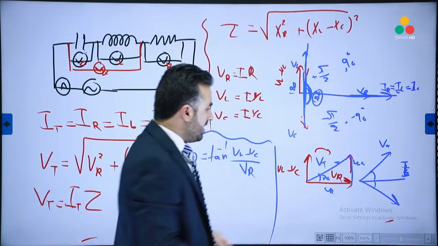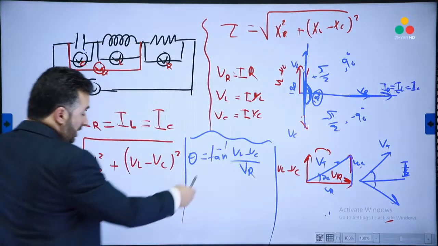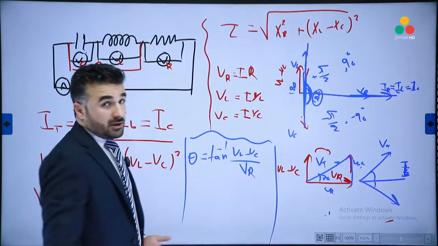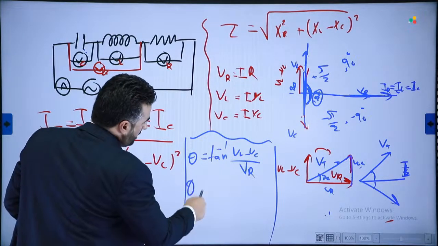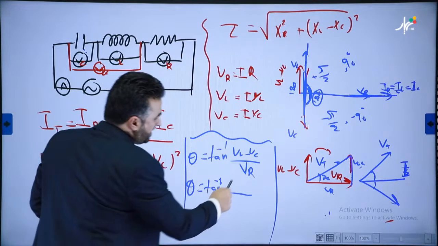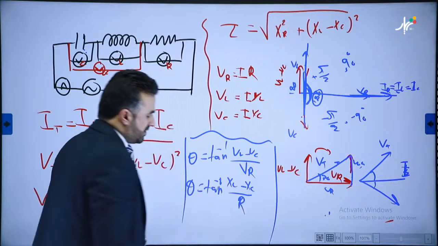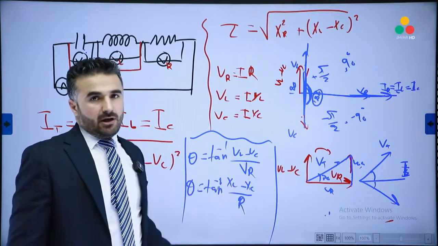So obviously, tan theta is opposite over adjacent. If we don't have the voltage values, we can use this equation. We can say theta equals tan inverse of XL minus XC over the resistance as well. So whichever values you have, you can always use this.